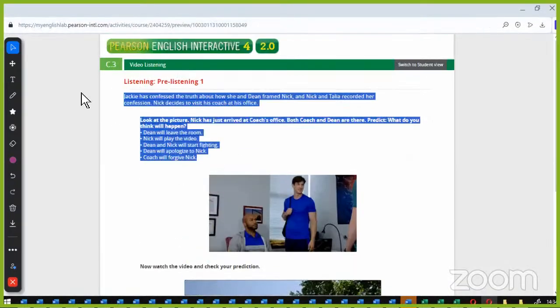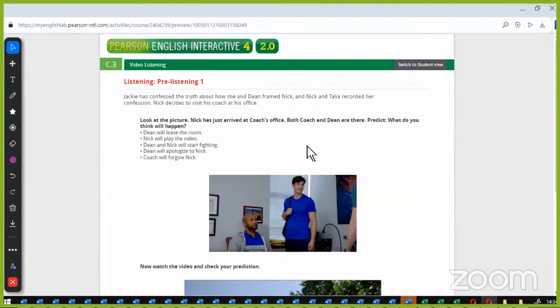Can you please read? Okay, Jackie has confessed the truth about how she and Dean framed Nick, and Nick and Talia recorded her confession. Nick decides to visit his coach at his office. Look at the picture. Nick has just arrived at Coach's office. Both Coach and Dean are there. Predict what you think will happen.